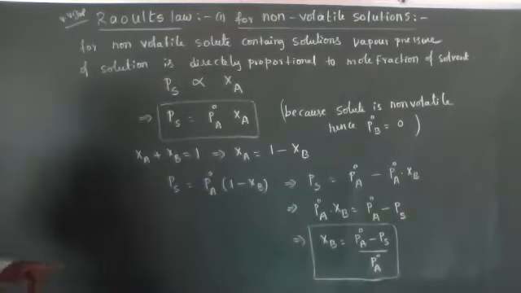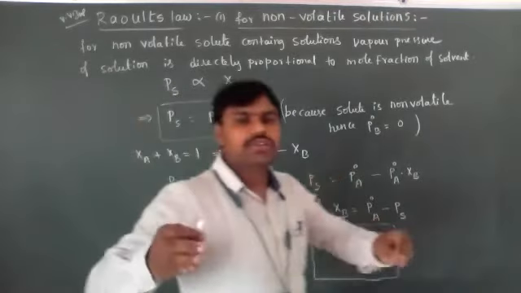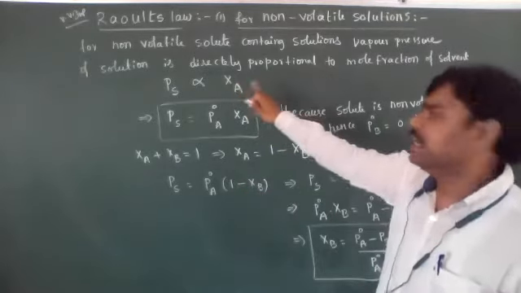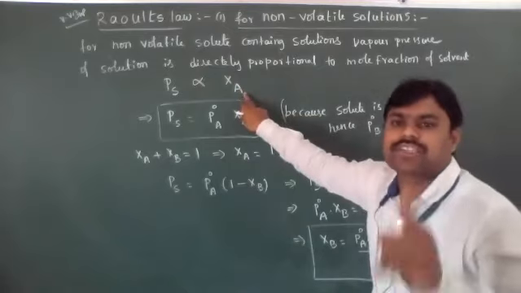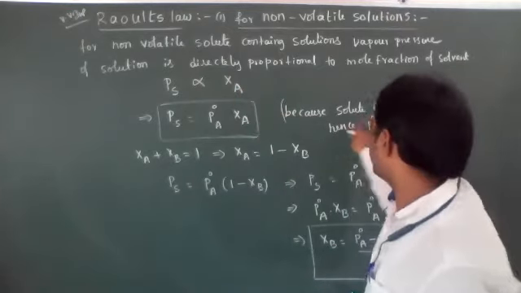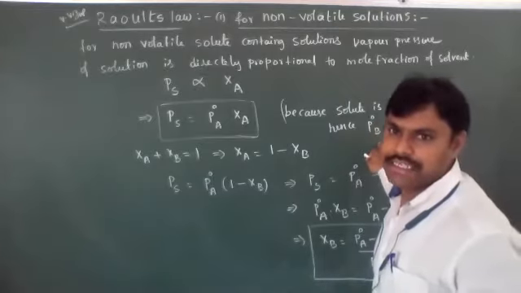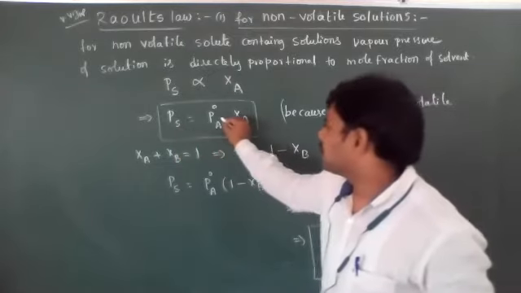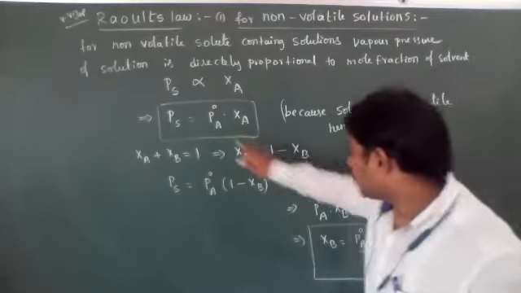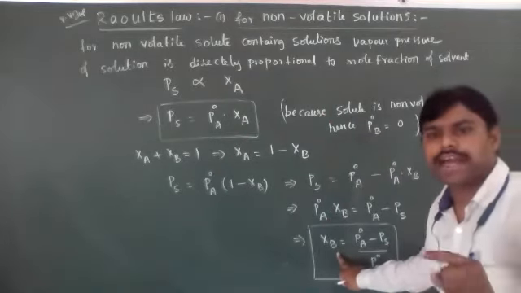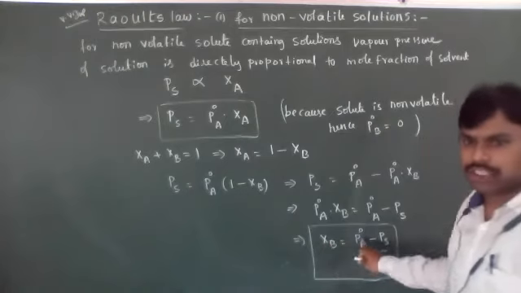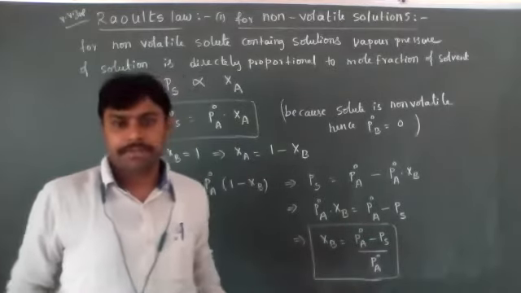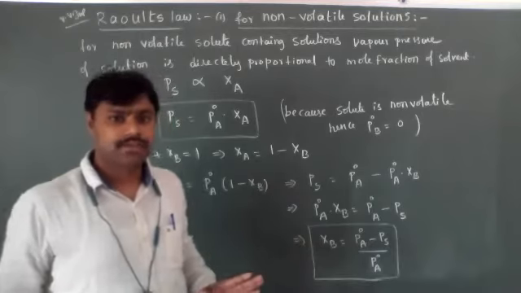So what is Raoult's law? Just observe, dear students, for a non-volatile solute present in a solution, the total vapor pressure of the solution is always directly proportional to the mole fraction of solvent only, because the solute is non-volatile in nature. In such a condition, PS is equal to P naught A into XA. We converted this equation in terms of mole fraction of solute. The mole fraction of solute is equal to P naught A minus PS by P naught A, which is nothing but the relative lowering of vapor pressure.